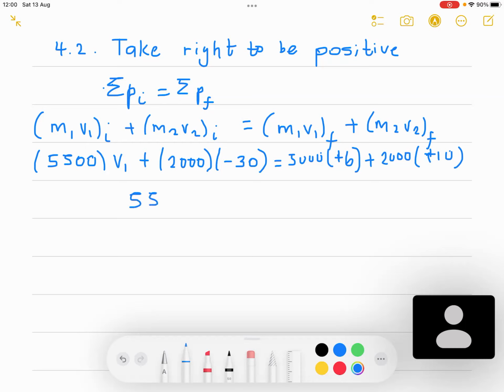So here we've got 5,500 V1 is equal to 113,000, I think it is. And if you solve, you'll get V1 equal to 20.55 meters per second. Okay, did you get that? Well done if you did. So that's the first part of the question, calculating the initial velocity of the delivery vehicle.